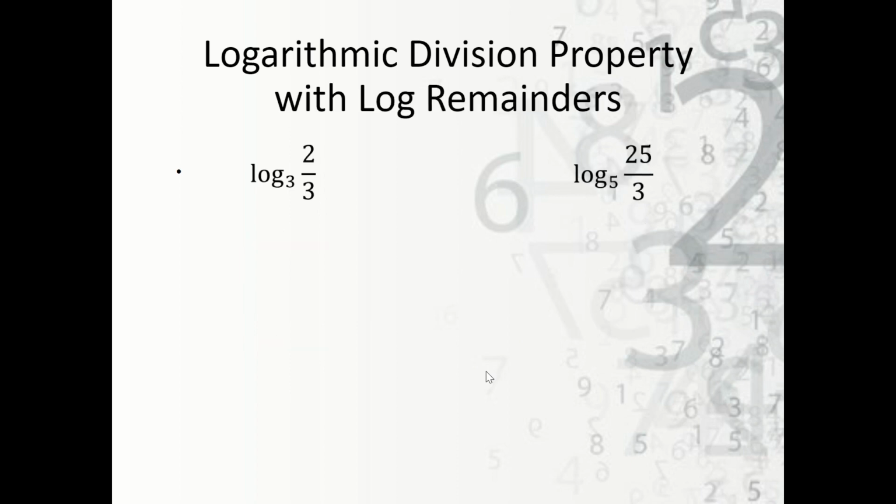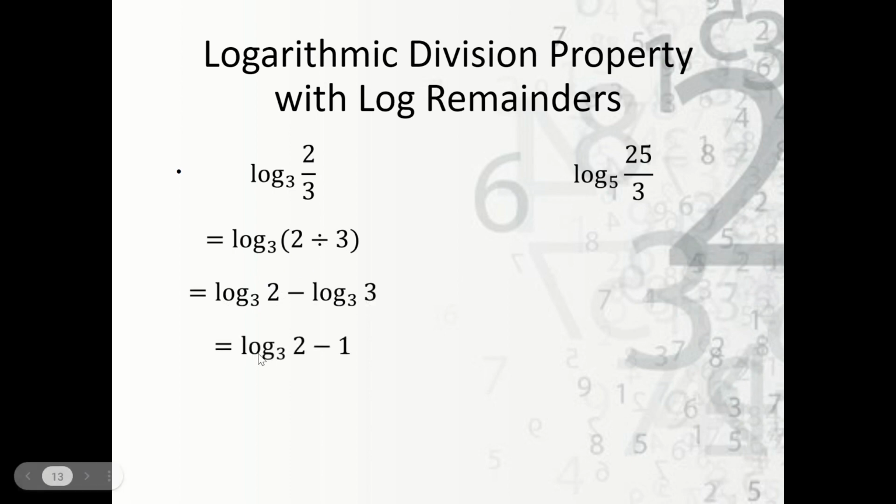Now, how do we do this with remainders? Well, in this case, we have log base 3 of 2/3. So we're going to rewrite this as log base 3 of 2 divided by 3. Now we can break this up and say log base 3 of 2 minus log base 3 of 3. We can't multiply 3 by itself any number of times to get 2. But we can do it here. We can multiply 3 by itself one time to get 3. So we end up with log base 3 of 2 minus 1.